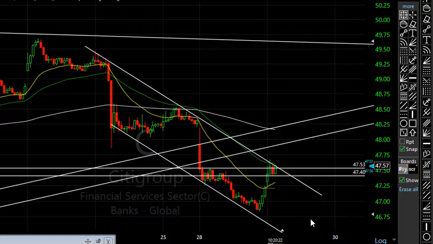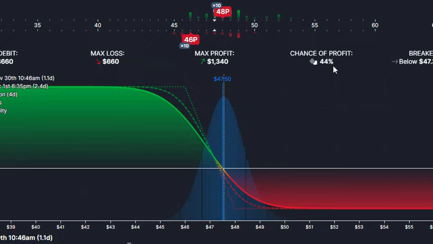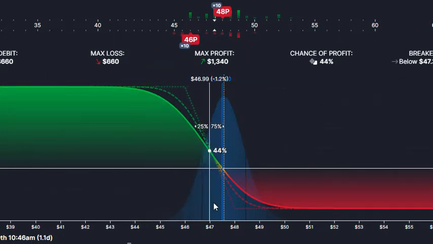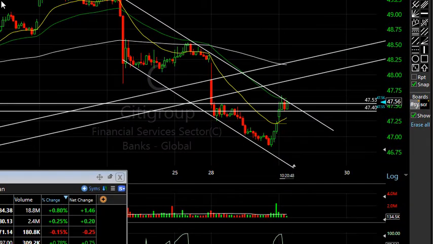So right now what we're trying to do is just refine our entry. Regardless of how we put the spread on, whether we have a 70% chance for profit or, in this case, 44%, I just move my strikes around because I wanted to see what I can get here at 47. Right now it's about 42% if we move down to 47. All right, but the trade is not about to fire just yet.